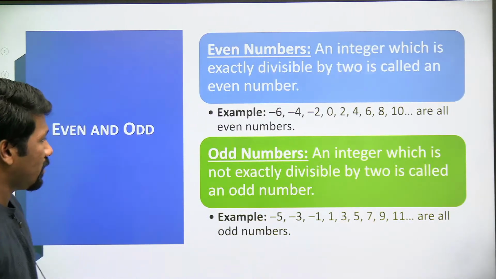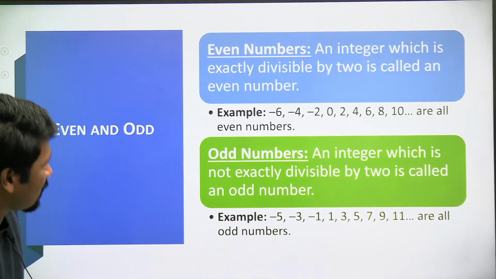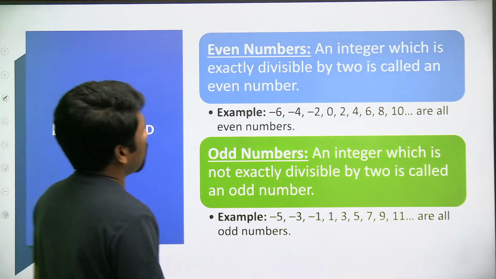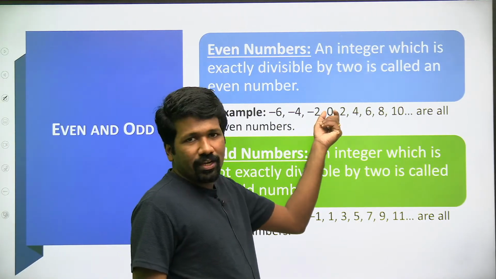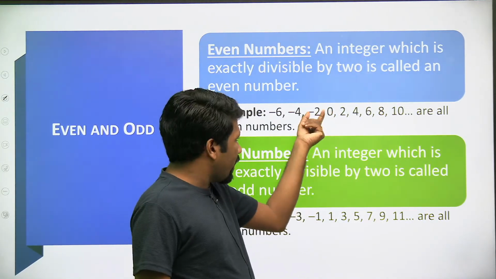Even and odd numbers we already discussed in the arithmetic sequence chapter. Everyone knows even numbers and odd numbers, but just reiterating one thing: even numbers can be negative also.